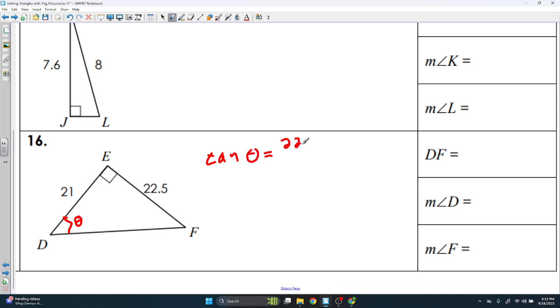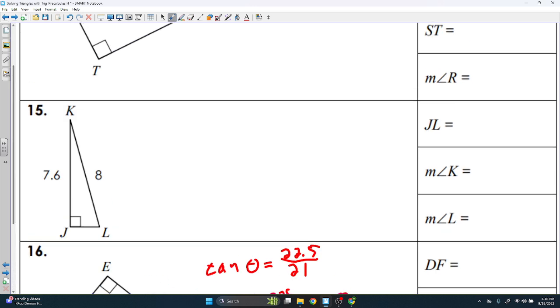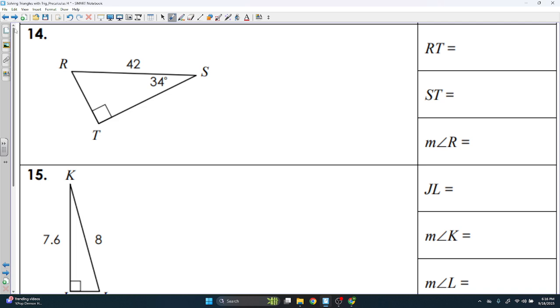is equal to 22.5 over 21, and then you'll use inverse tangent to get theta. So it'll be 22.5 over 21. And that'll get you that angle. Then you can solve to find the others. You could use Pythagorean theorem, or you could use trig. I'd recommend trig over Pythagorean theorem since that's what we're pressing. But otherwise, we are in good shape.